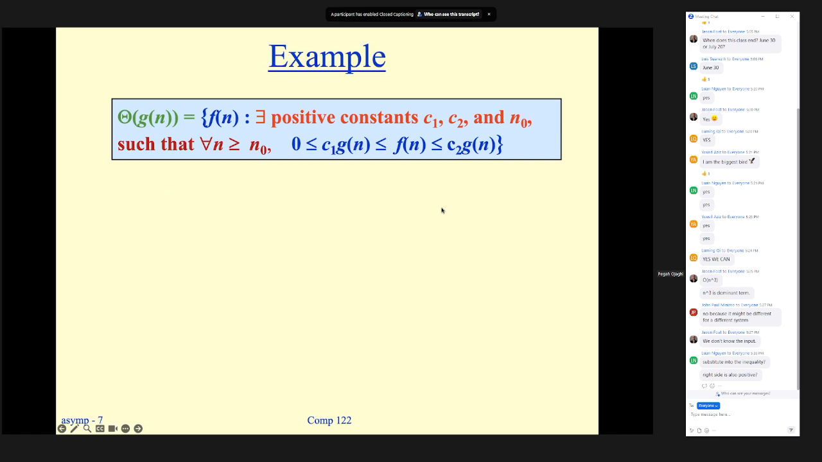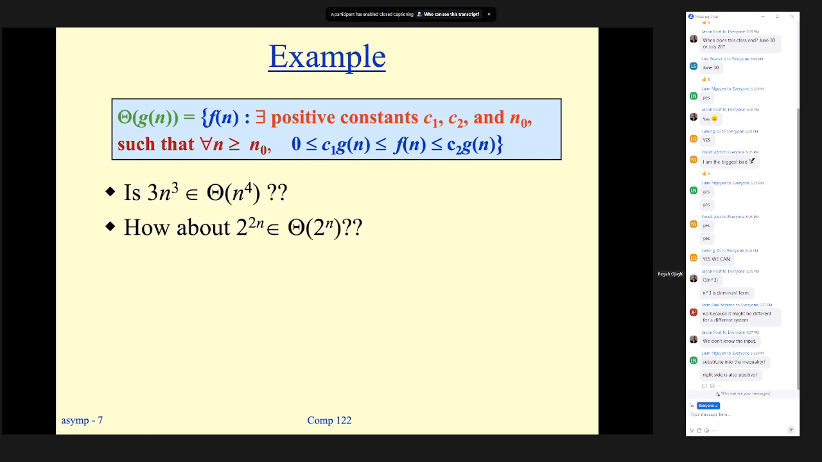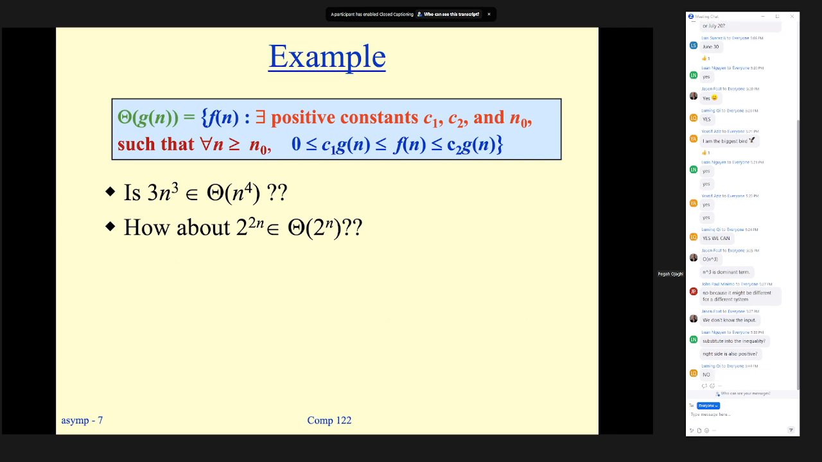Hopefully you got it. Okay, I'm going to ask you a question. Is 3n cubed a subset of theta of n to the power of 4? Is it true?